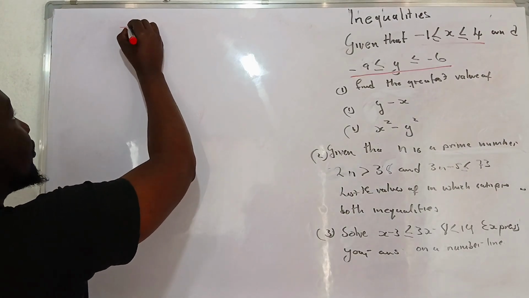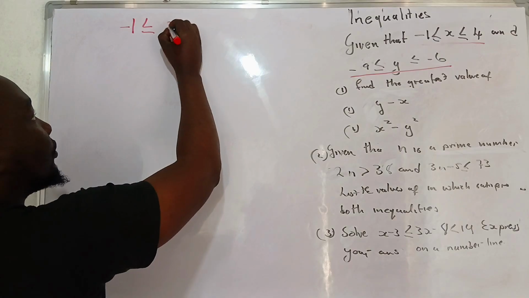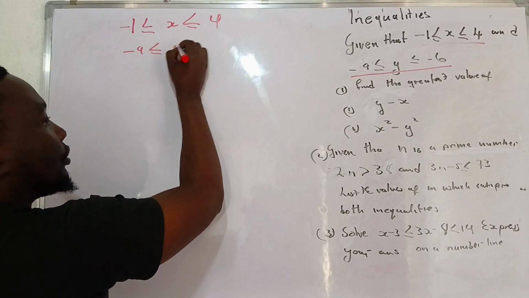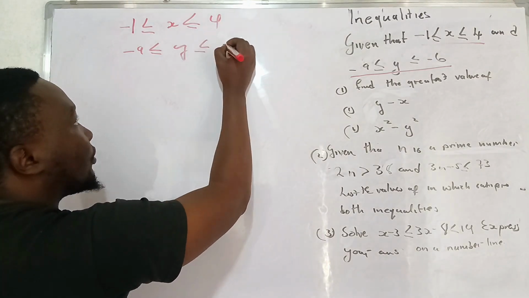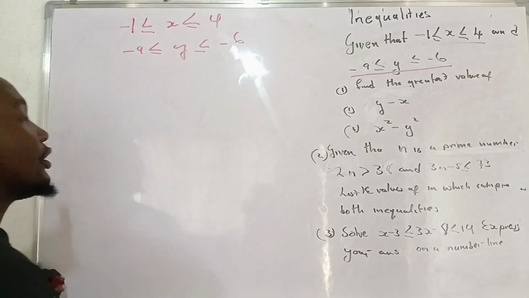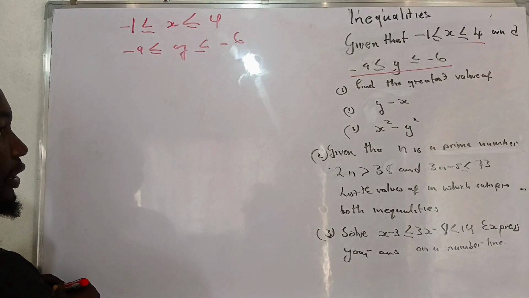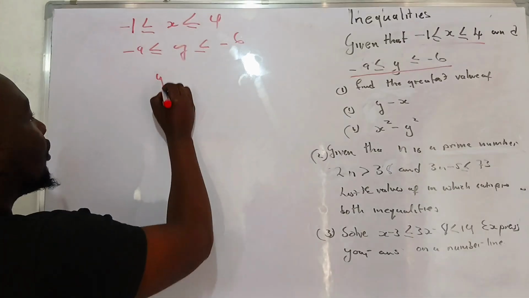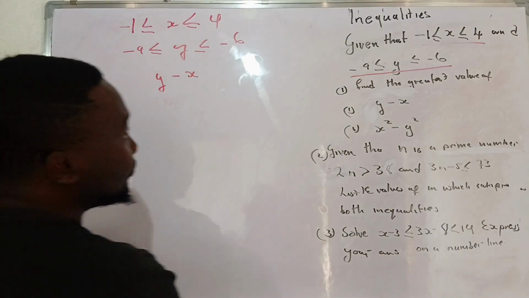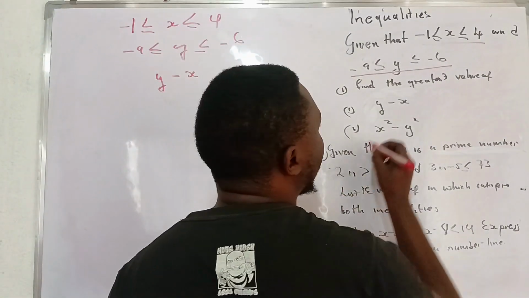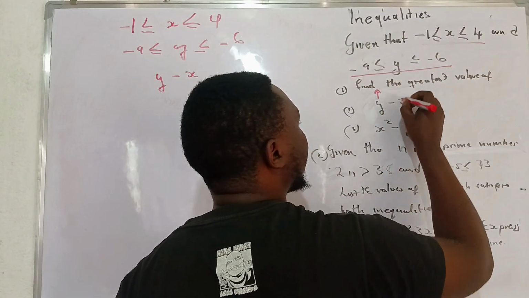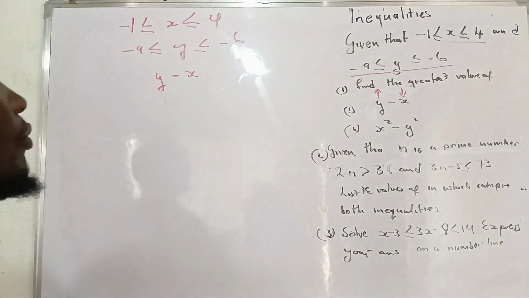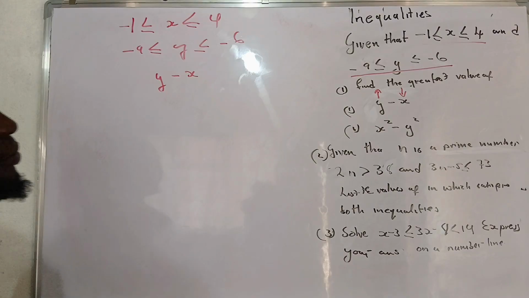So you're given the first condition, -1 ≤ x ≤ 4, then -9 ≤ y ≤ -6. So you're given conditions for x and y, and you're told to find the greatest value of y minus x. So if you want to find the greatest value of this, you take the greatest value of y and you take the least value of x.